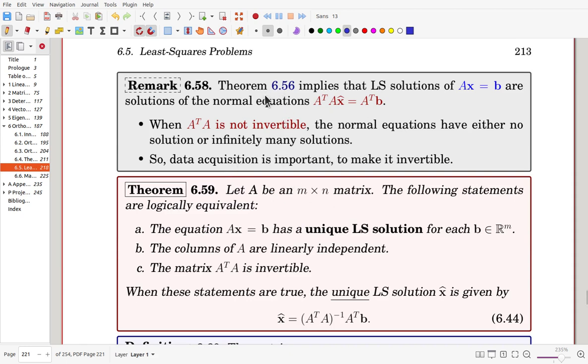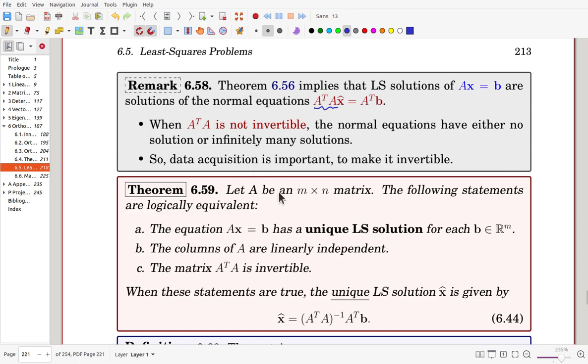The last theorem implies that the least squares solutions of the linear system Ax = b are solutions of the normal equations. But when this matrix is not invertible, the normal equations have either no solution or infinitely many solutions. To make it invertible, we have to get good data. So data acquisition is very important, so that the system is not singular. Once it is singular, we have some problem, so we have to be careful with data acquisition.